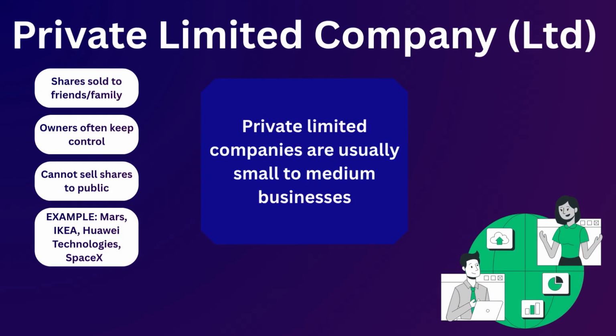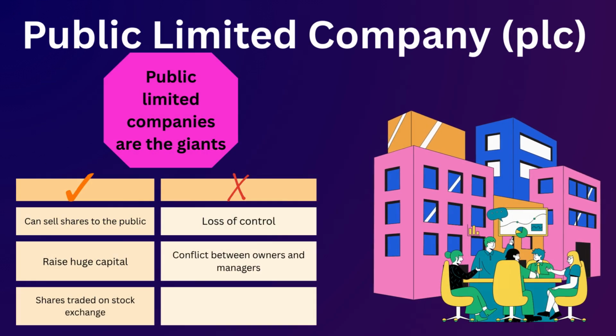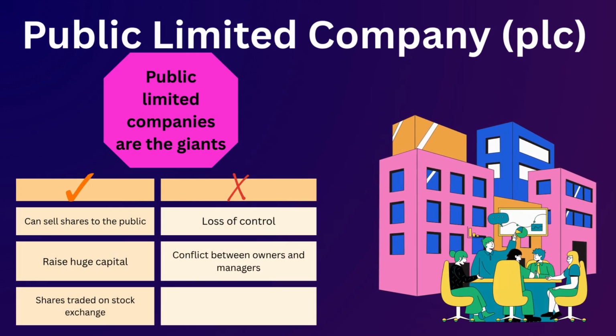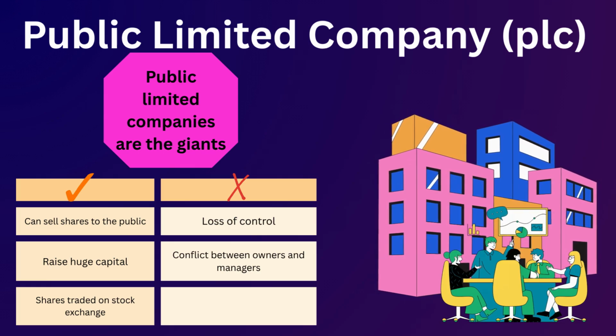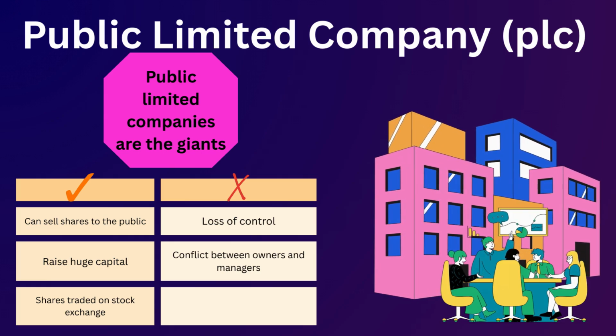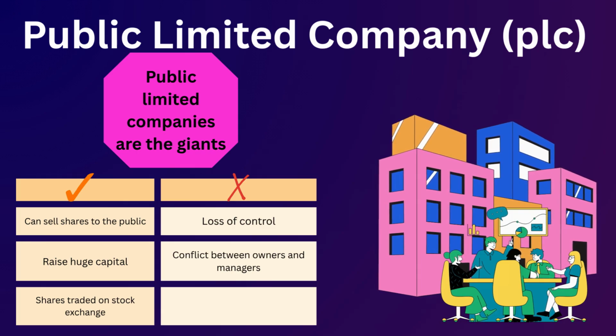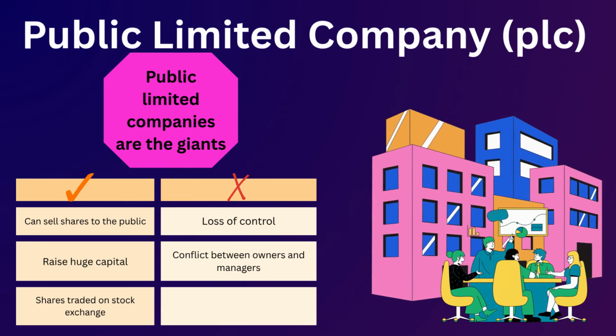Private limited companies are usually small to medium businesses. Their shares can be sold to friends, family. Owners often keep control. However, the shares of such companies cannot be sold to the public. Public limited companies are the giants. Think big corporations. They can sell shares to the public, raise huge capital, and their shares can be traded on stock exchange. However, the shareholders may experience loss of control and conflict between owners and managers may arise.